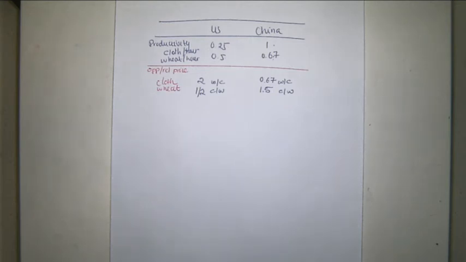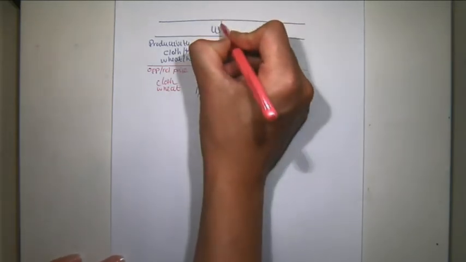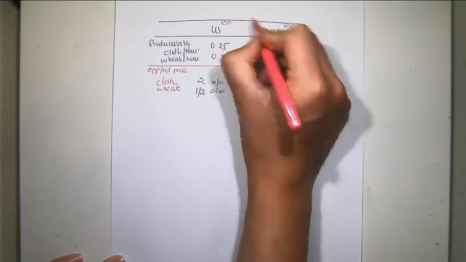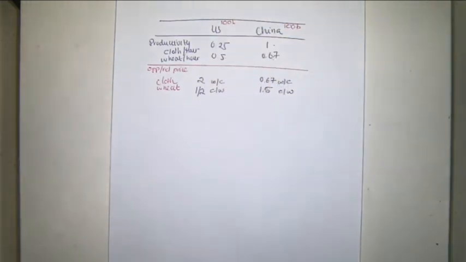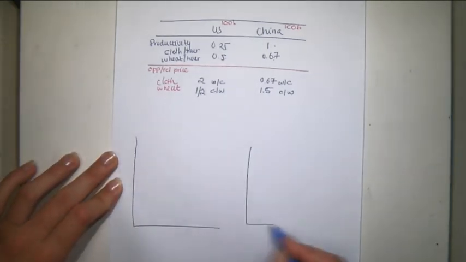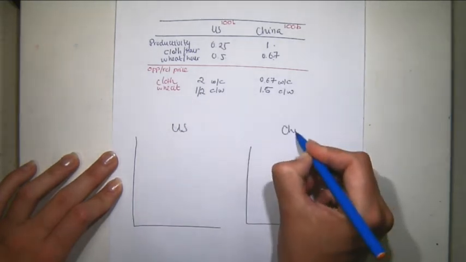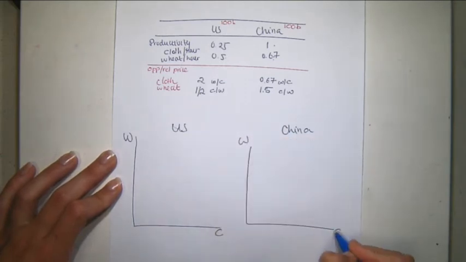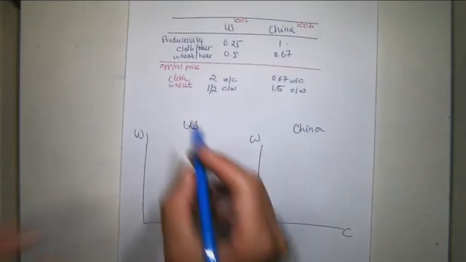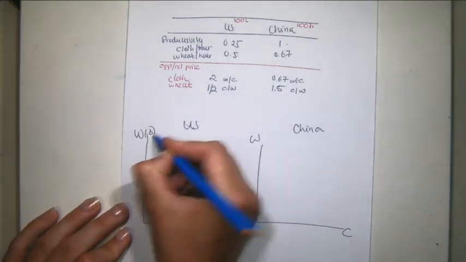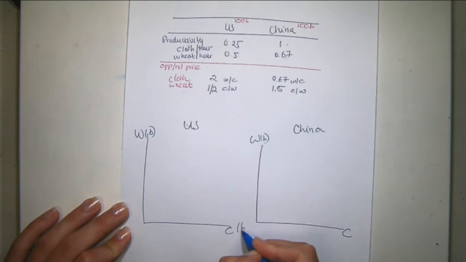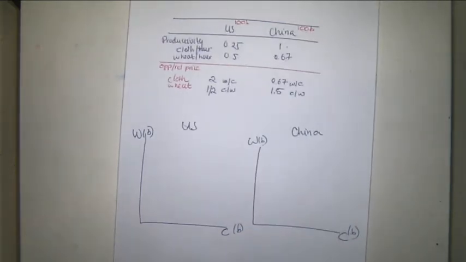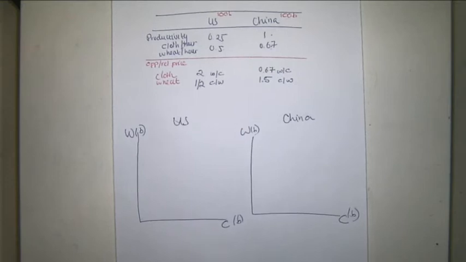Now we're going to graph these two. And in order to graph them, we have to be given some information. The relevant information is that both the US and China have 100 billion hours of labor. So what we can do is now draw the PPF for both countries. So US, China. We're going to put wheat on the Y and cloth on the x-axis. This will be wheat and cloth in billions of units per year. Why billions of units per year? Because we've been given 100 billion hours for each economy. So we're valuing it in billions.